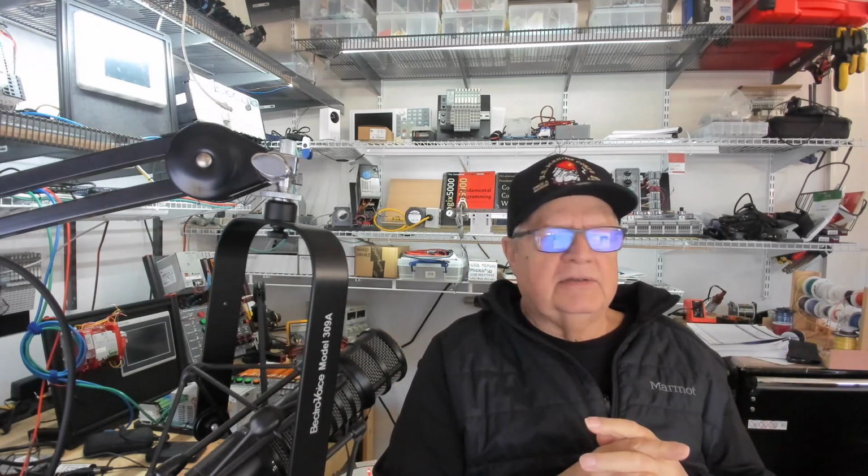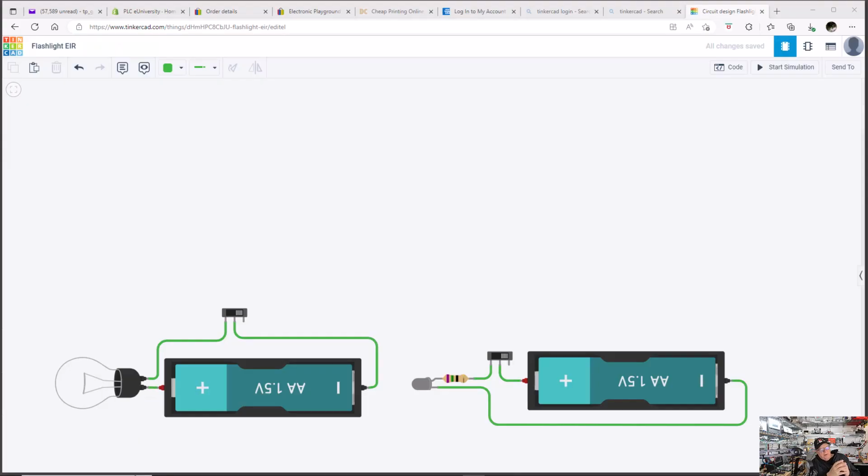Let's look at our flashlight circuits and talk about LEDs, incandescent, battery, series, parallel, currents, volts, etc. In this episode, we're going to continue on with our basic electricity with Grandpa. And we're going back to Tinkercad, and we're going to stick to real simple circuits.